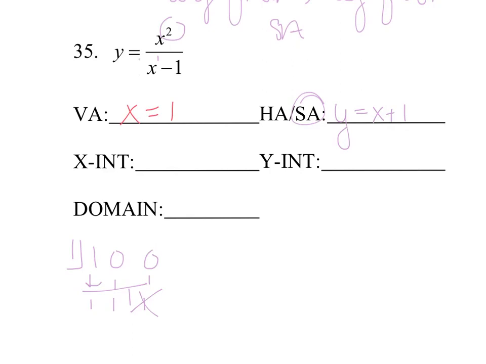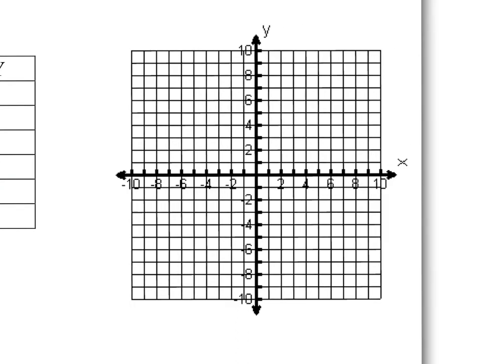Then for the x-intercept, it's going to be 0, 0. Y-intercept, 0, 0. Domain is going to be negative infinity to 1, and then 1 to positive infinity. Alright, let's go over to the graph.